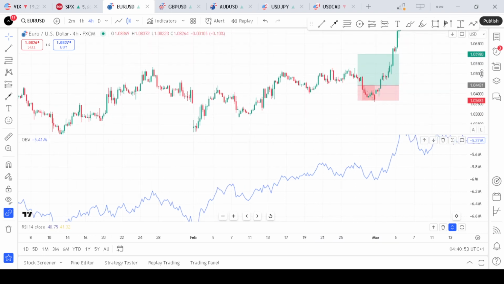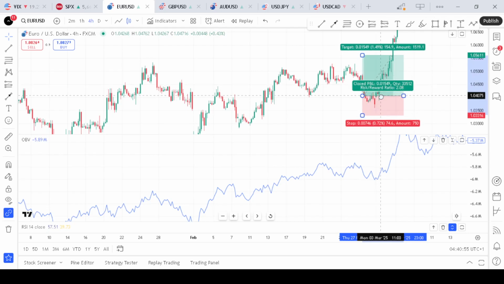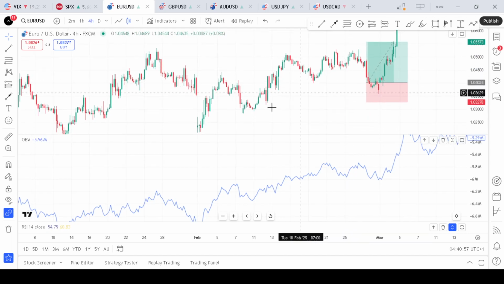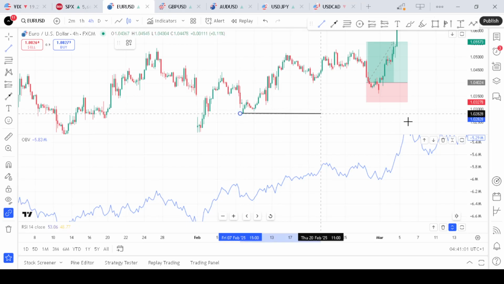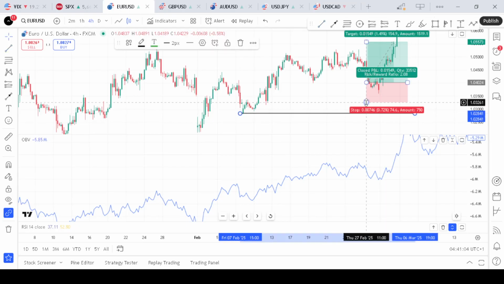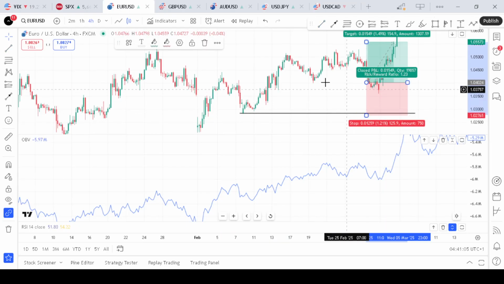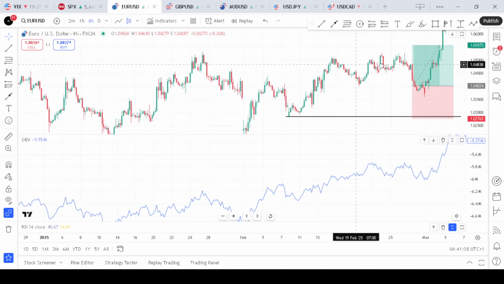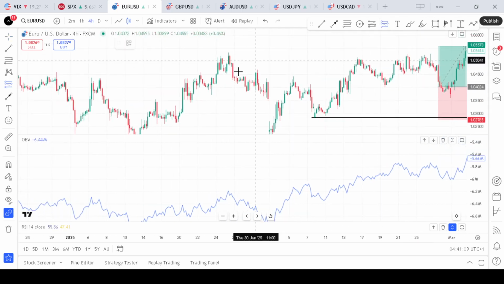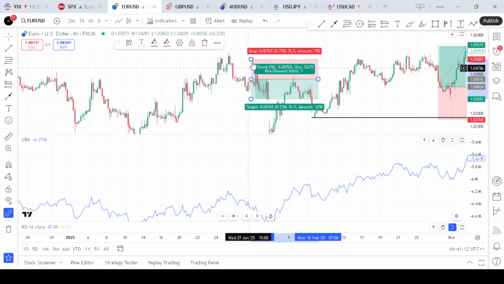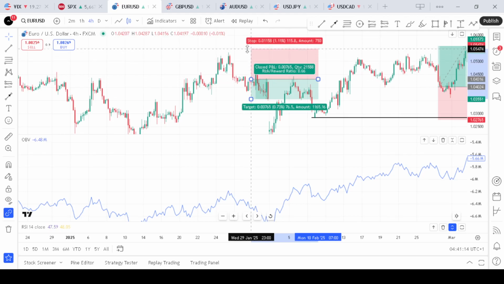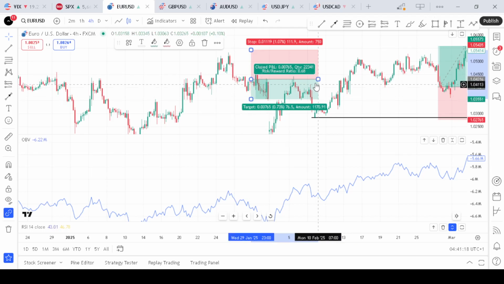If I was to enter a trade in this area, you would set your stop loss just below a key level. This is a key level. This is basically a good area to set your stop loss. If you are trying to sell from this area, you will set your stop loss just above a key level. This is how to set your stop loss when entering a long and short position.